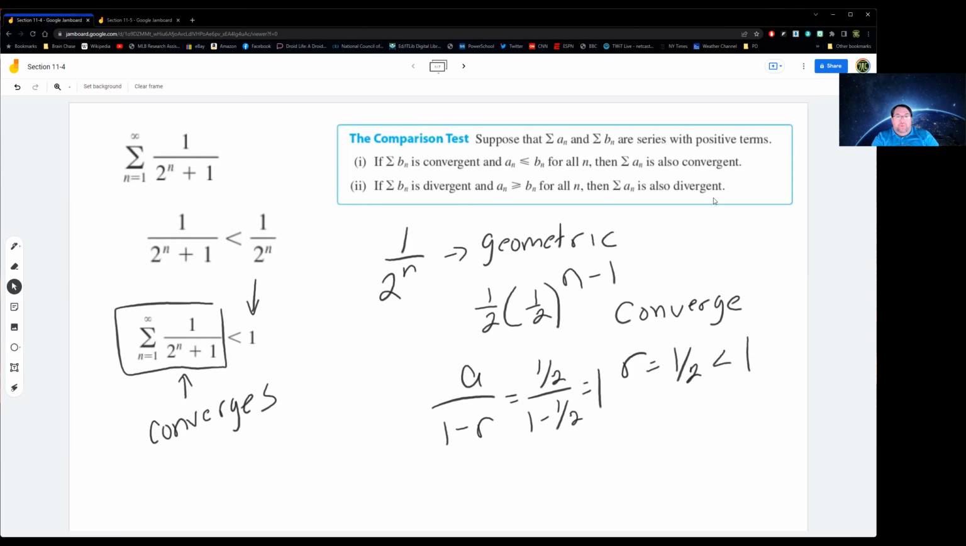The two things we want to compare things to are ones that I can easily find the answer to: the geometric series and the p-series. Those are two that I can easily determine if they're going to be convergent or divergent. So p-series and geometric series are going to be our friends when we do the comparison test.